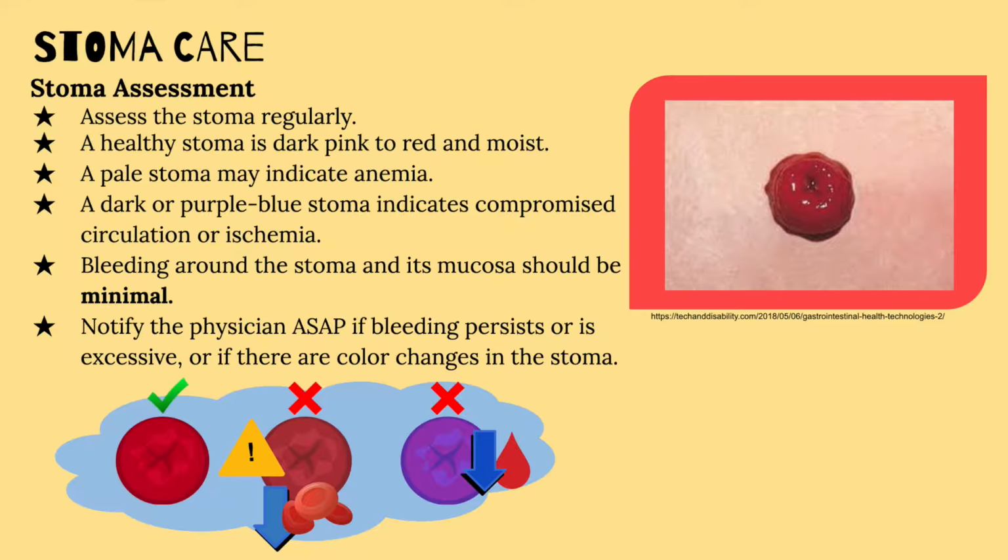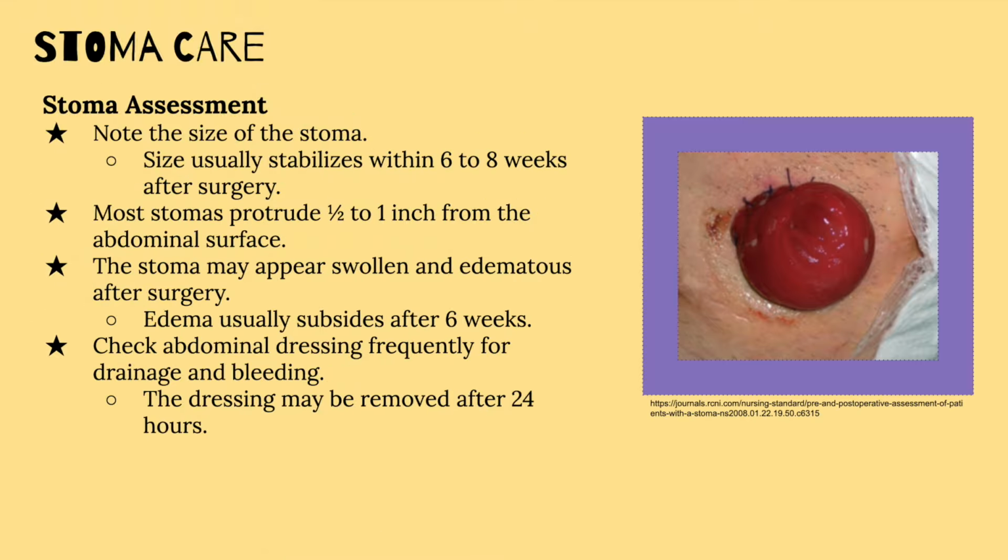A pale stoma may indicate anemia, and a dark or purple-bluish stoma may reflect compromised circulation or ischemia, which is a medical emergency. Bleeding around the stoma and its stem should be minimal after surgery. You should notify the provider immediately if bleeding persists, if bleeding is excessive, or if color changes occur in the stoma.